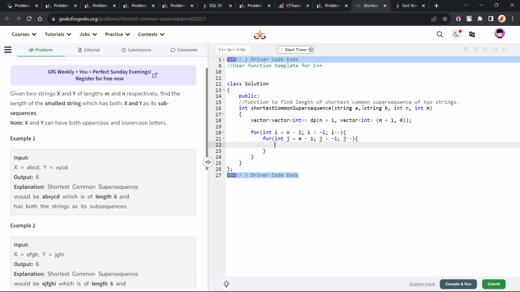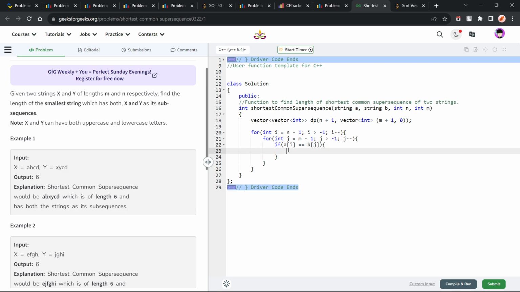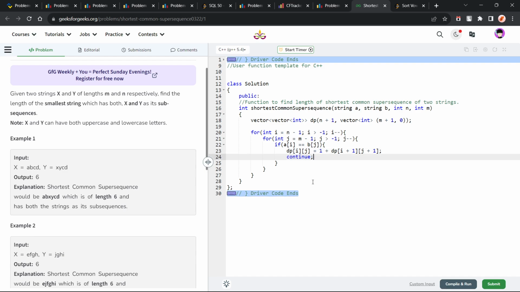So let's say we are at the ith position in string A and the jth position in string B. So if A of I is equal to B of J, then definitely our LCS is going to increase by 1. So dp of ij is going to be 1 plus dp of I plus 1 j plus 1. It is as simple as it looks. So if this is the same character, we have to do this.